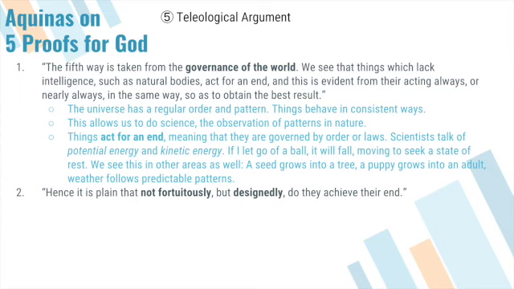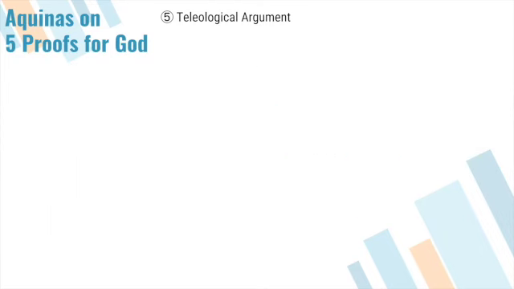Second, based on that, "hence it is plain that not fortuitously," which is to say randomly, "but designedly do they achieve their end." So he is saying that order is evidence either of some kind of design or of randomness, right? But order is not a product of randomness. Order is a product of design. Order is evidence not of randomness, but of intelligent order.